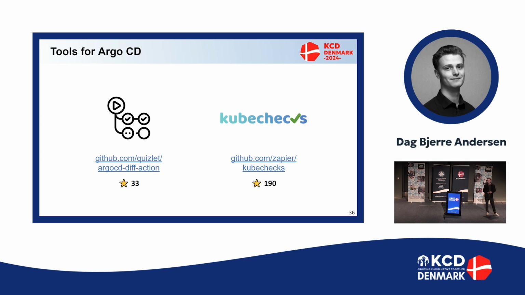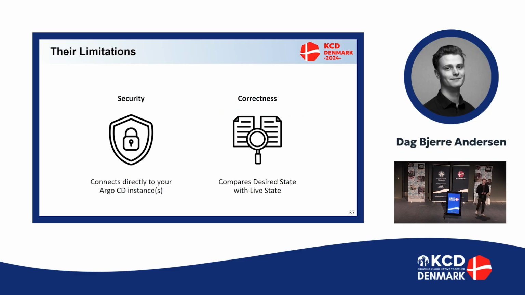So for Argo CD, there's two tools to try to do this, and one is called Argo CD Diff Action, and the other one is called kubechecks. So if you find this topic interesting, I think you should definitely check these out. But as I see it, there's two main limitations, and the first one comes from security. And that's because these tools need direct access into your live Argo CD instance that runs inside your cluster. Some companies may consider this a security risk, so keep this in mind, and that's the first limitation.